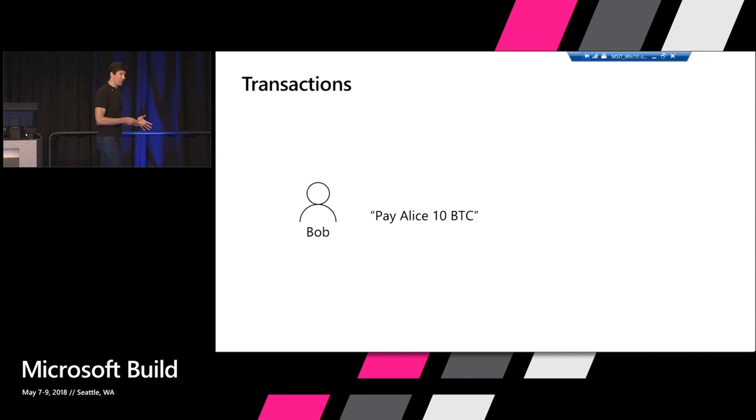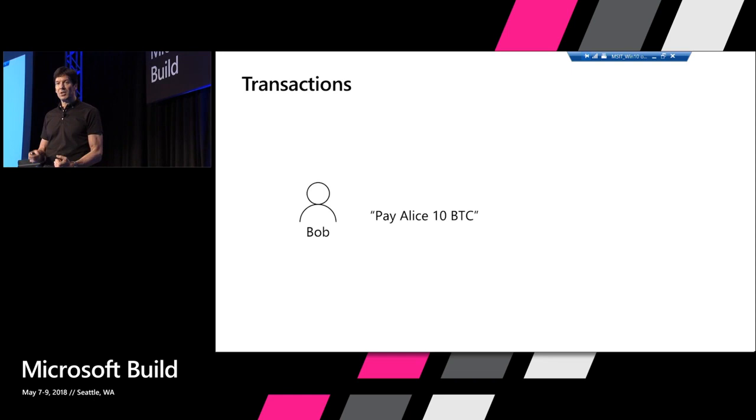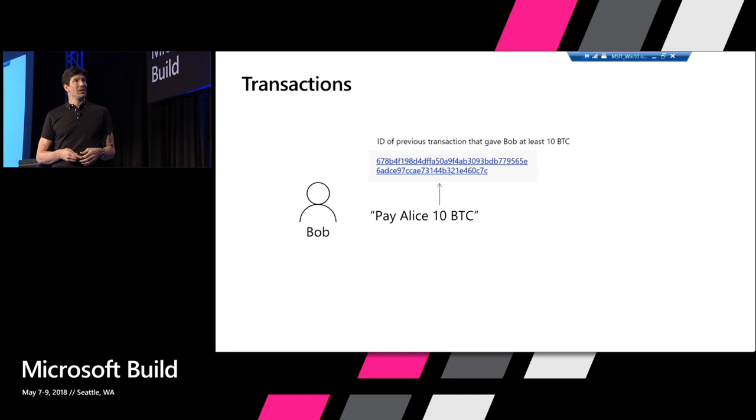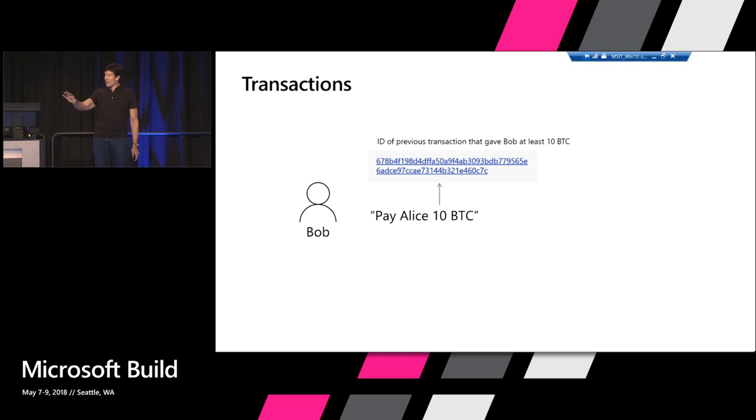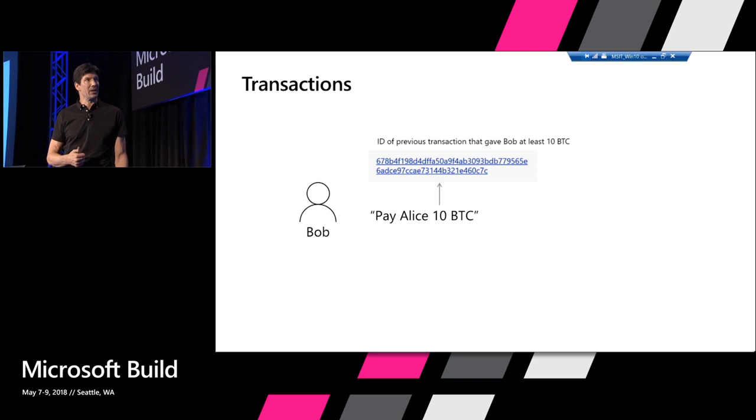And in this case, we have Bob that wants to create a transaction in a cryptocurrency that's saying, pay Alice 10 of my Bitcoin. So the way that they do this is they take the ID of a previous transaction that shows that they received 10 Bitcoin. So their account in that previous transaction was assigned or transferred 10 Bitcoin. Now somebody can go back to that previous transaction and verify that Bob really owns the 10 Bitcoin that Bob is trying to pay to Alice.